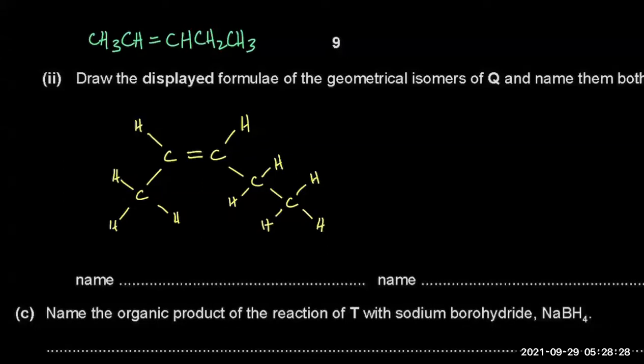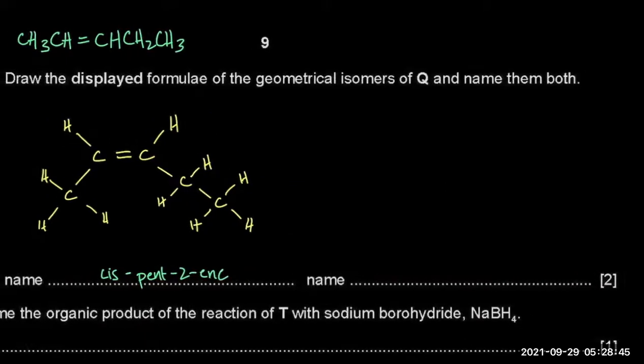Nice. This is cis. Okay, good. Cis. How many carbons are there? The chain has 1, 2, 3, 4, 5. Cis-pent-2-ene. Okay, and the other one is obviously going to be the trans isomer.